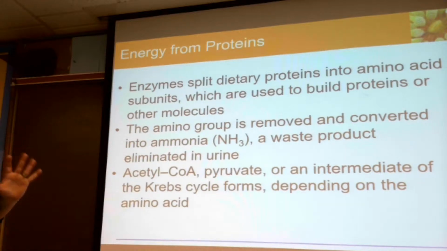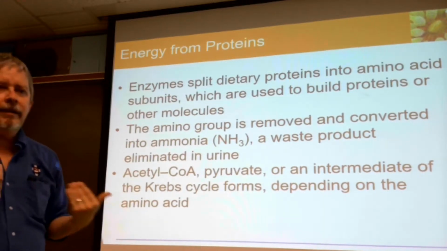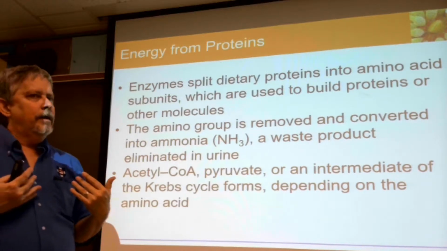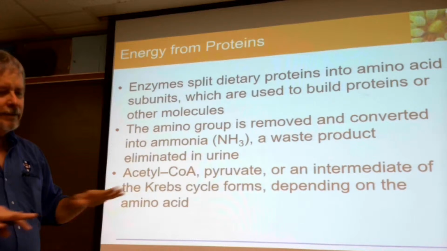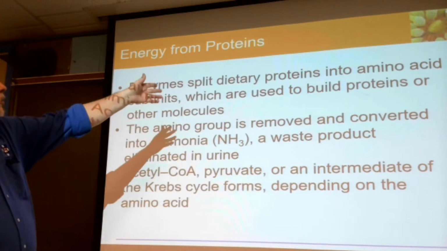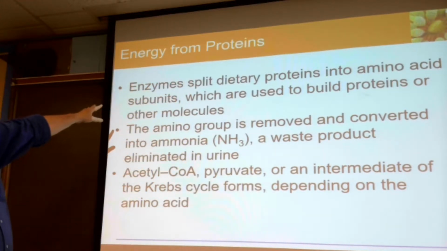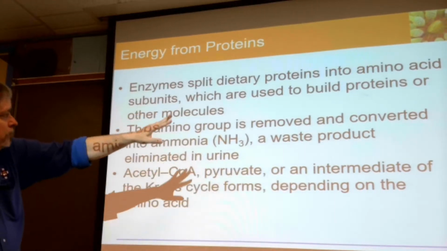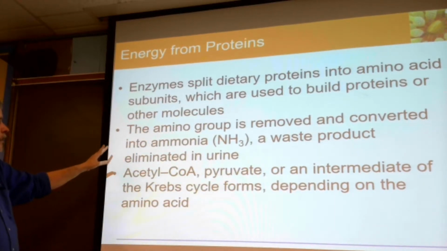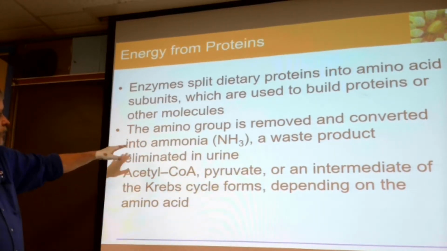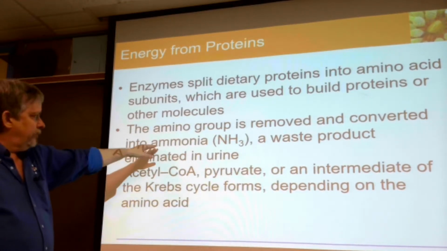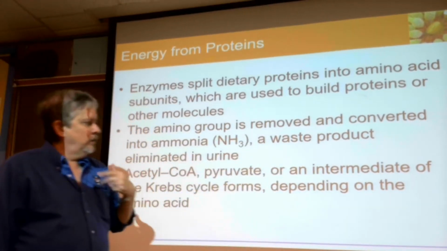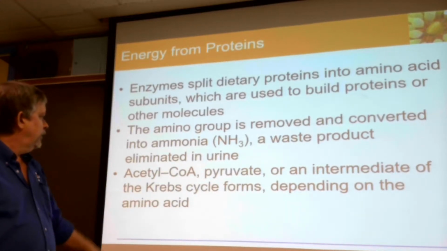All right, enzymes split dietary proteins. Here we go. This is if you have to get energy from proteins, which is a normal part of our diet. If you eat eggs and lots of meat, you're going to get way too many amino acids. So you can start digesting those excess amino acids. You can split proteins into their amino acid subunits, which are used to build proteins and other molecules. The amino group is removed and converted into ammonia. So if you need to break it down, you need to get rid of it. Part of it goes to ammonia, which is a waste product. You eliminate that in your urine.